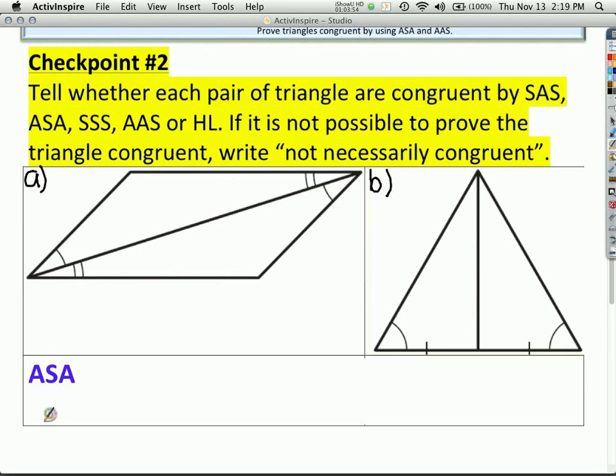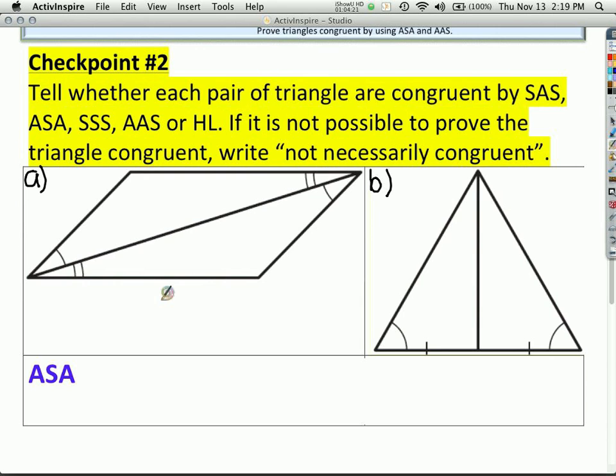Did anyone find a different way of proving it? Sharik? Angle, angle, side. Okay. And if that were the case, then it would have to be angle, angle, and then this side. How could you show this side congruent to that one?